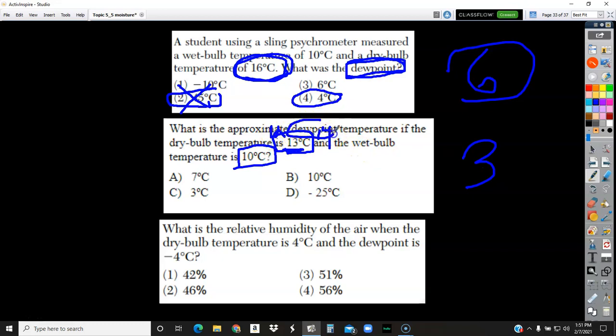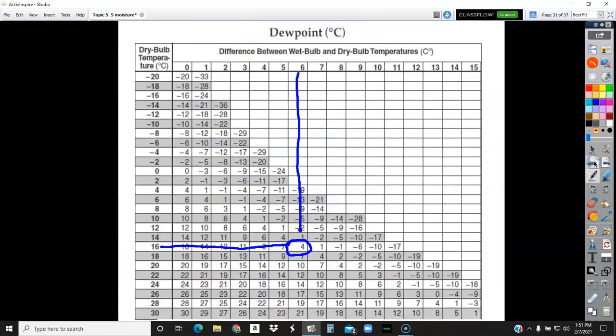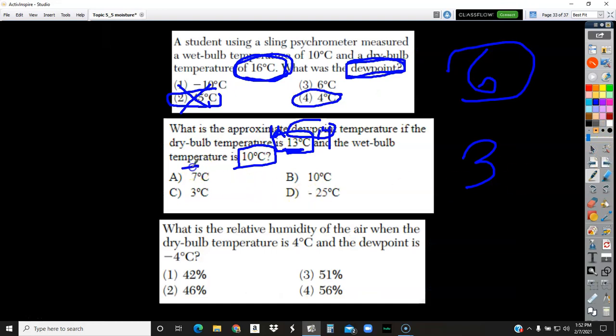And again, this was asking me for dew point, so I use the top chart. So I'm going to go 3 down, and then I had 13. So because I only have even numbers, I look at 12, would give me a dew point of 6. 14 would give me a dew point of 9. Well, 13 would have to be a number between. So I've got to be more than 6, but less than 9. So what does that leave me? 7 or 8. And then I go back to my multiple choices, and there's 7.